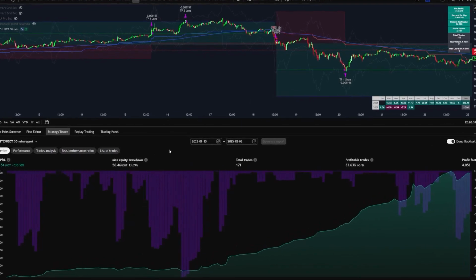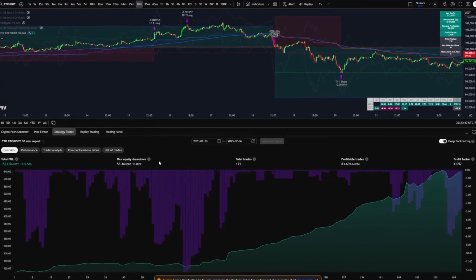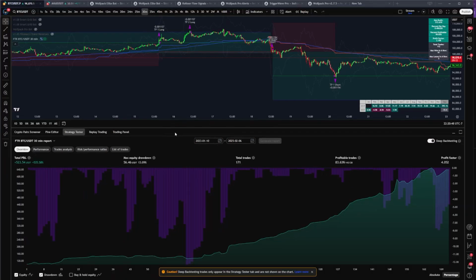Sometimes if you get 40 or 50% drawdown, that's where it starts to get a little bit risky, especially if you're putting big money into a trading bot. So that's where we want to keep it down near that 10% level ideally. So let's go through how this strategy actually works.